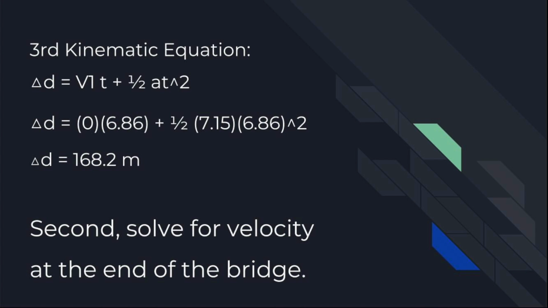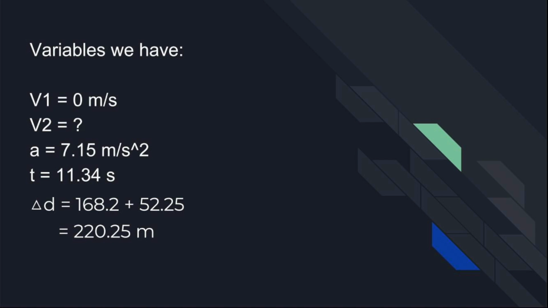We're first going to solve for distance by using the third kinematic equation, which is d equals v1t plus 1/2 at squared. We want to plug in the information that we have, which will give us a final answer of 168.2 meters. For our next step, we want to find the velocity at the end of the bridge.